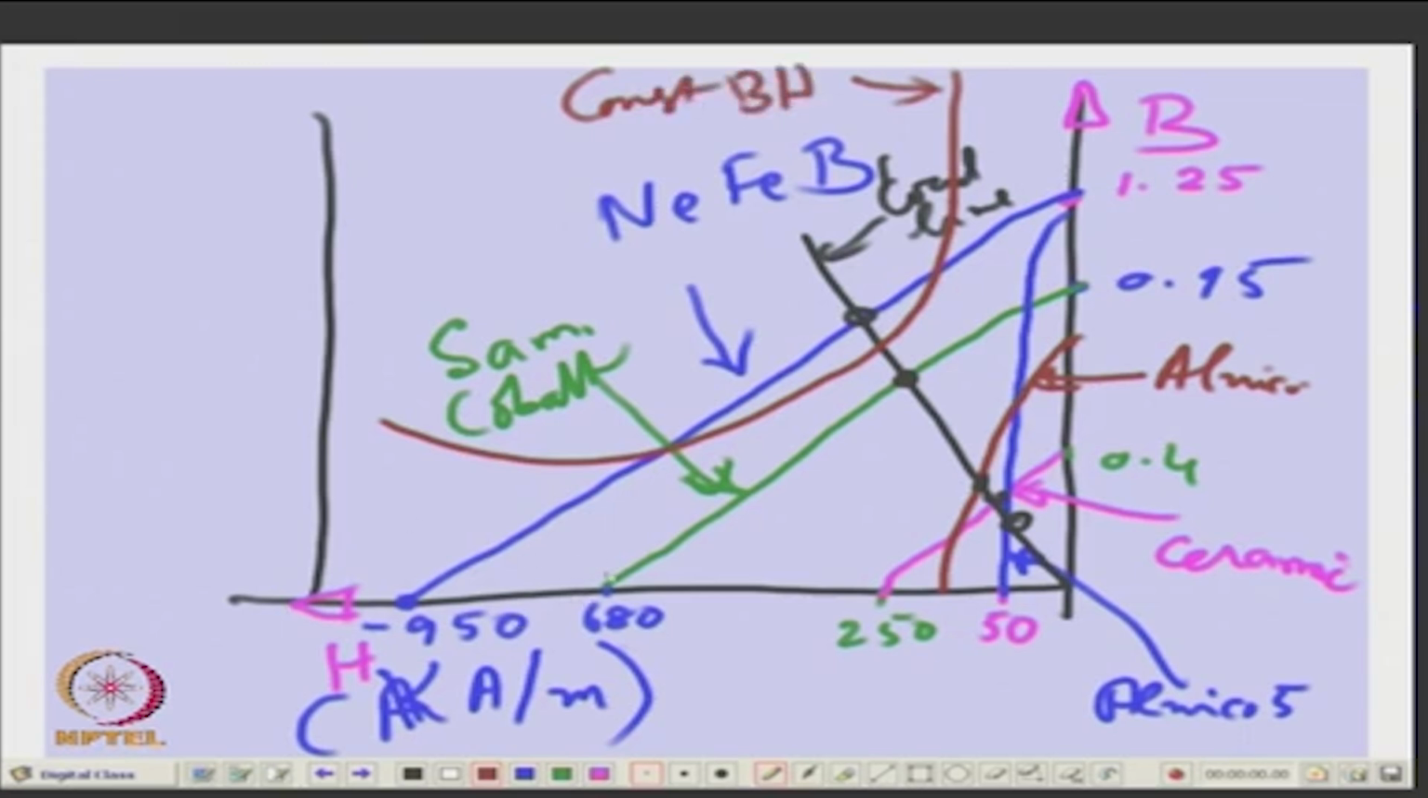Wherever the line is tangent to the curve, that will be the point of maximum BH. Why constant BH? That will tell you the energy density for that magnet material. The maximum energy it will give is neither at one extreme nor the other, it is the product of B and H, so somewhere in between. So, you must draw a constant BH line and then find out the value.